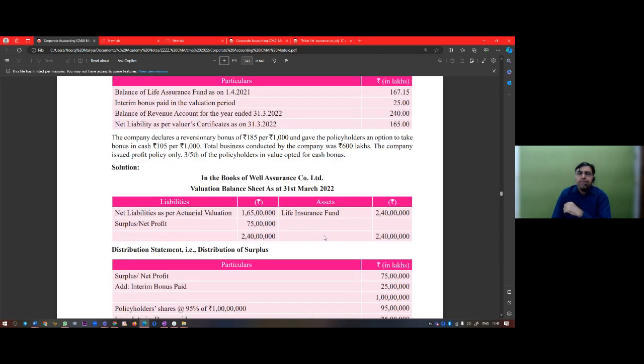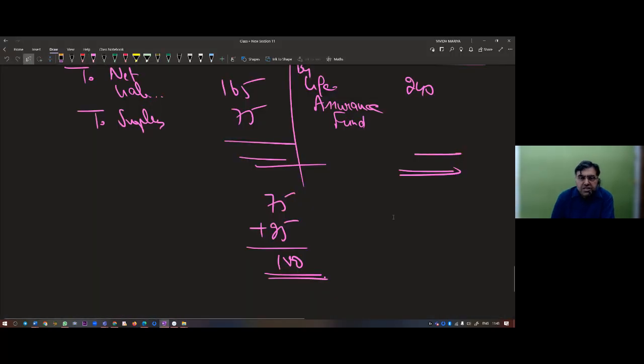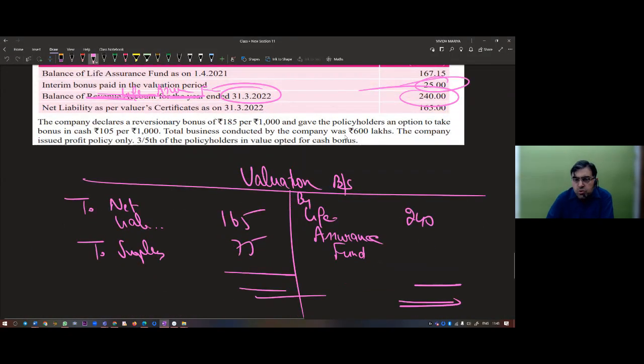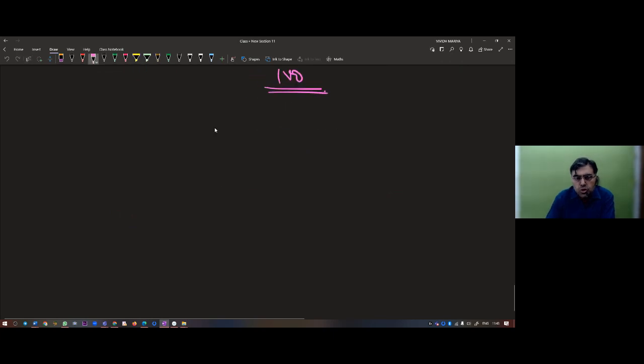Policyholders are asked, do you want this amount now, immediately in cash, that is called bonus in cash, or do you want it along with the claim at maturity. When the bonus is given along with the claim at maturity, it is called reversionary bonus. Total policies outstanding are 600 lakhs.